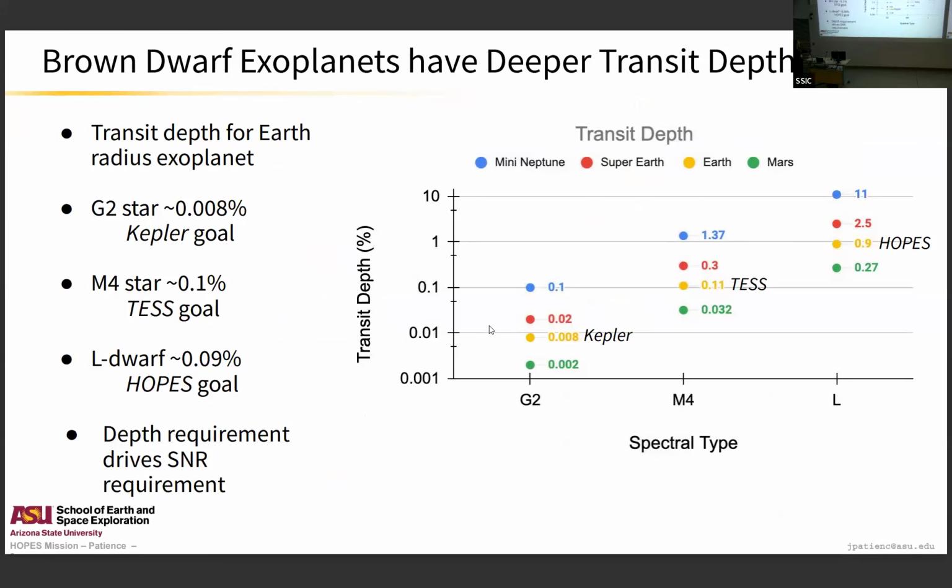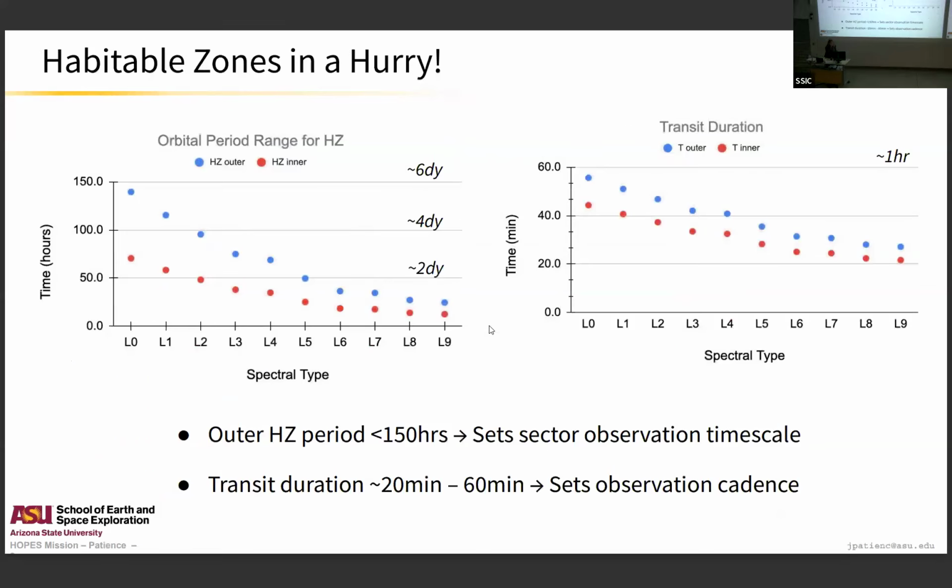Okay, so this gives you an indication of another physical property, that small radius of brown dwarfs that's so advantageous. And this shows you in the plot an example of how the transit depth massively increases if you were to search for the same Earth-type object around different spectral types. So Kepler had as a goal searching solar-type stars, TESS these M's, and then with HOPES, you could have, with a transit depth orders of magnitude larger, the same type of planet.